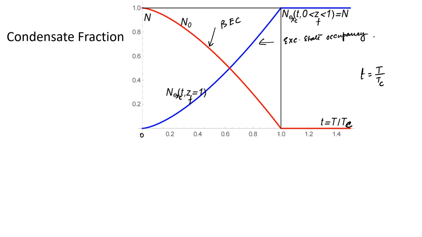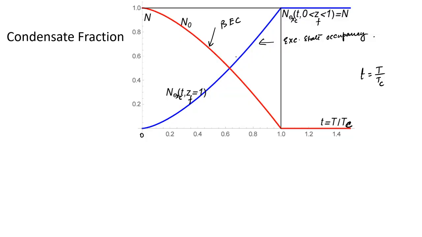So, between 0 and 1, this consists of a two fluid system, where there is a condensate density, which is given by this N0, which decreases as temperature increases. And at some point, they cross each other, which means that the condensate fraction and the excited state occupancies are equal. And then as T becomes close to TC, the red curve goes to 0, which means the condensate fraction goes to 0.